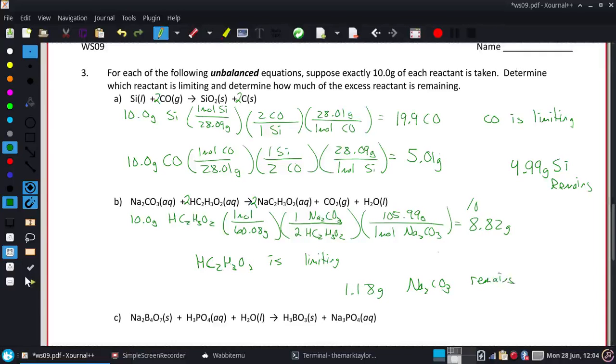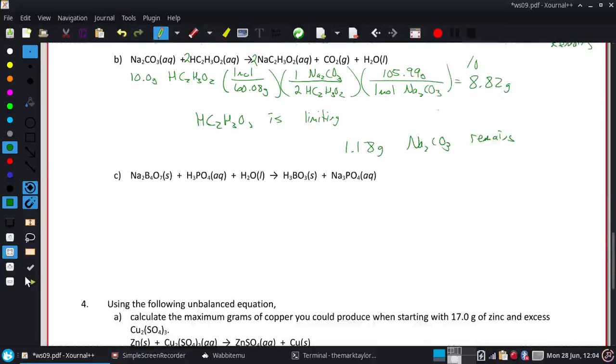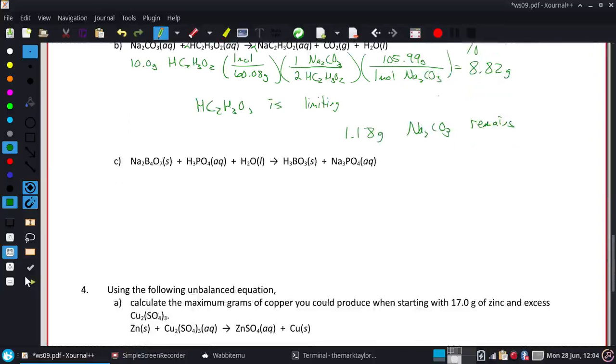So it just so happened by doing it that way, we only had to do the one calculation because we got lucky, I guess you could say, with our choice of the vinegar being used up first. All right, next one, and I will have another video for this one. This is a little bit more complex being that it has 3 reagents.